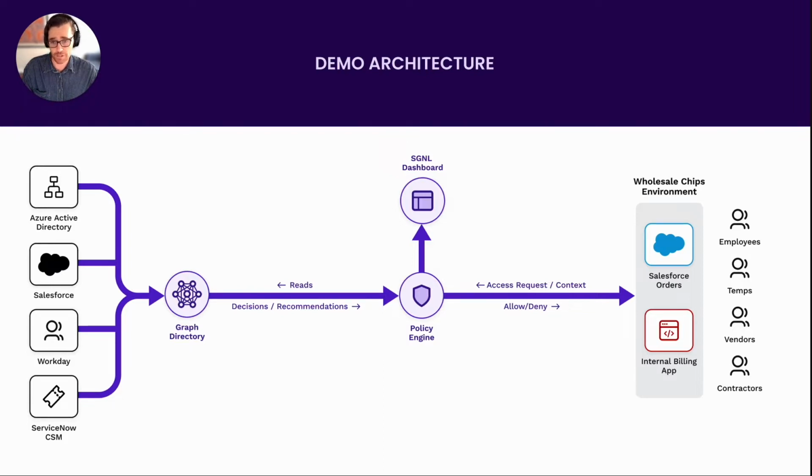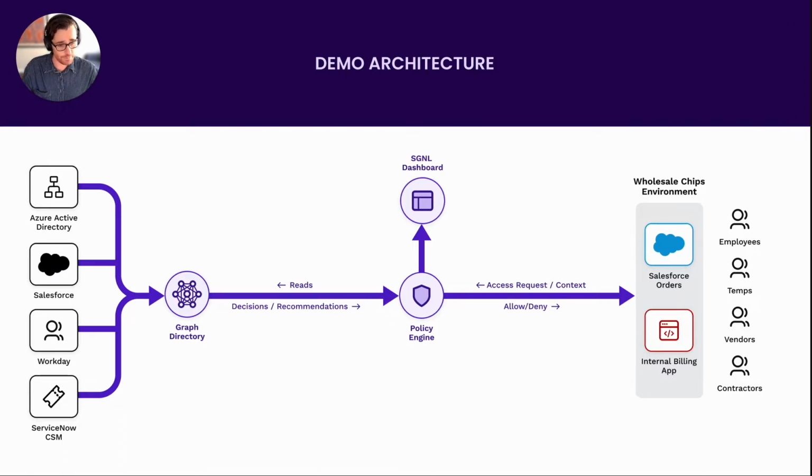On the left here, you can see Wholesale Chips has 4 systems of record that they're integrated with: Azure Active Directory as their IDP, Salesforce for CRM, Workday as their HRIS, and ServiceNow CSM to manage the cases for their valued customers. Each of these data sources is feeding into Signal's graph directory.